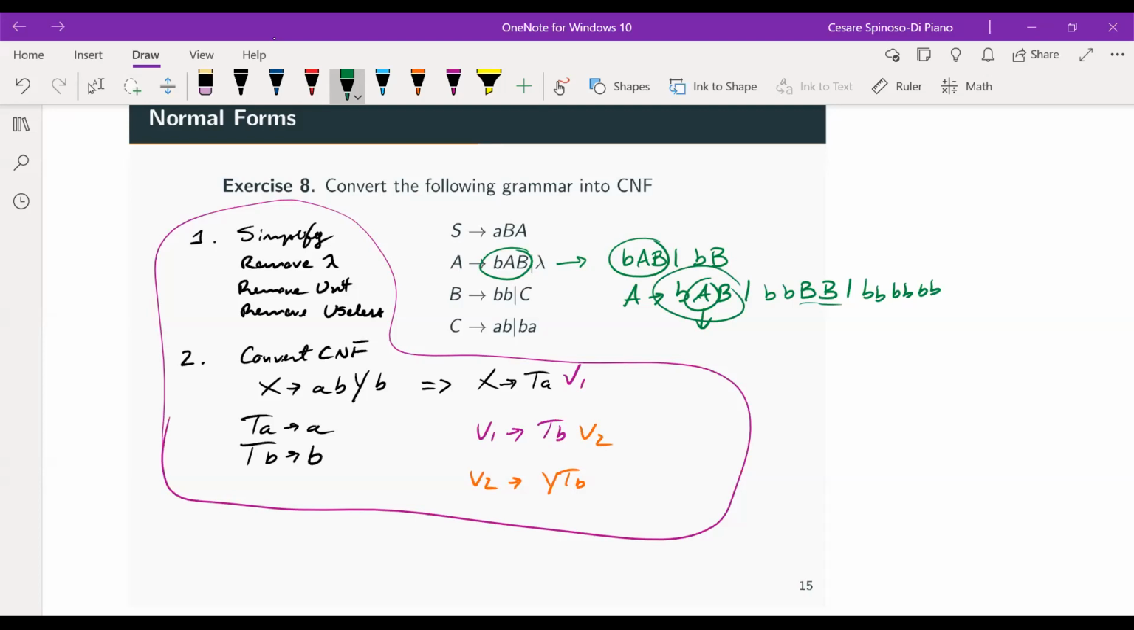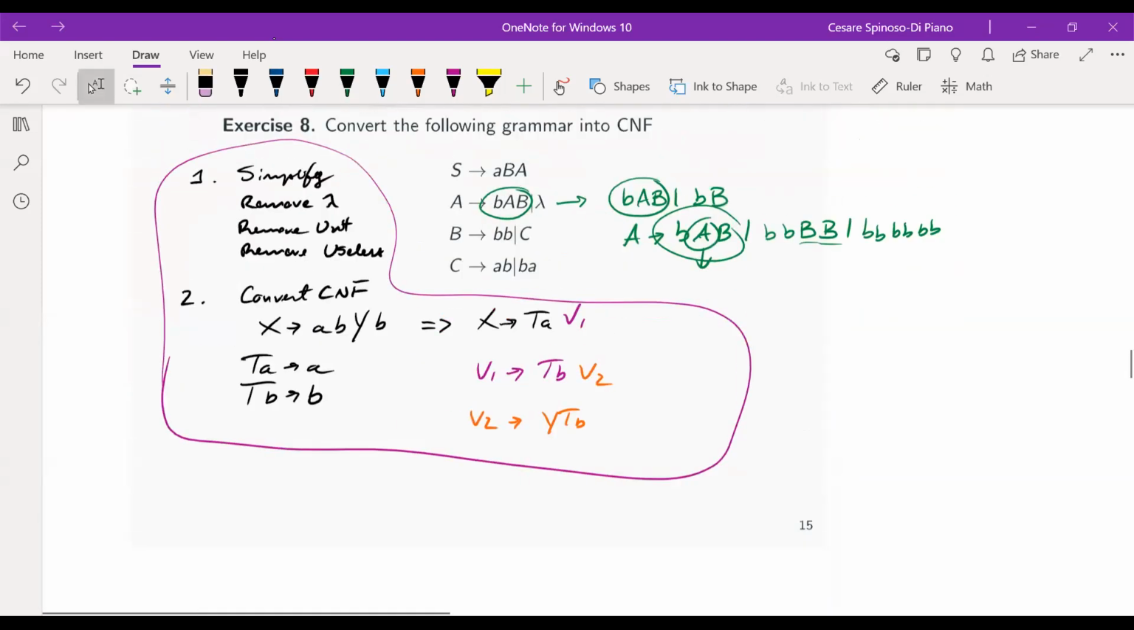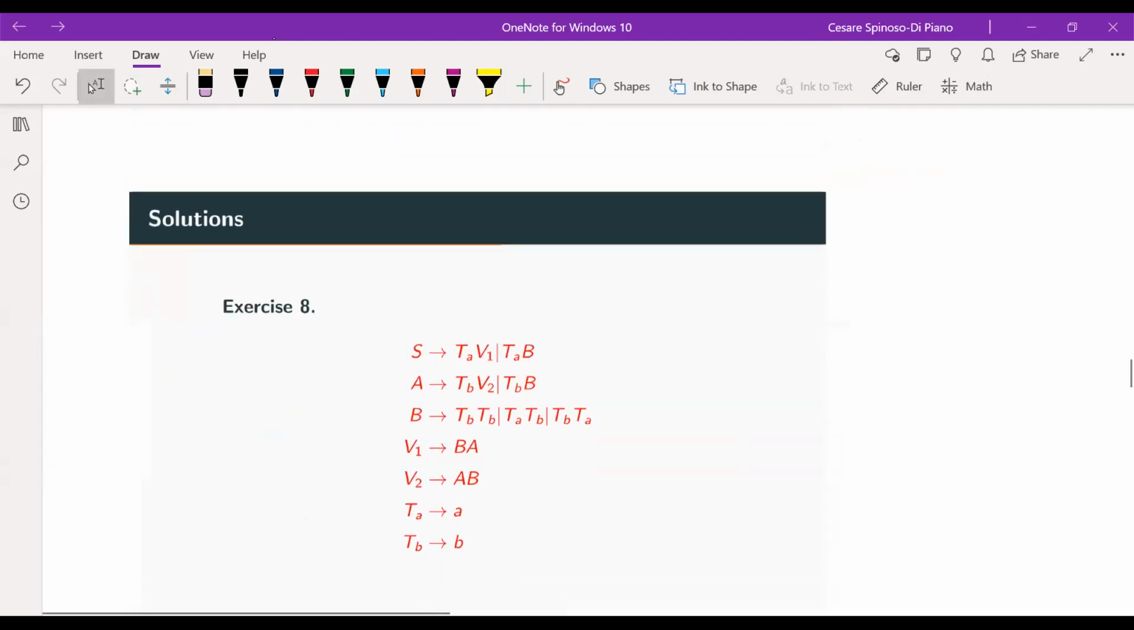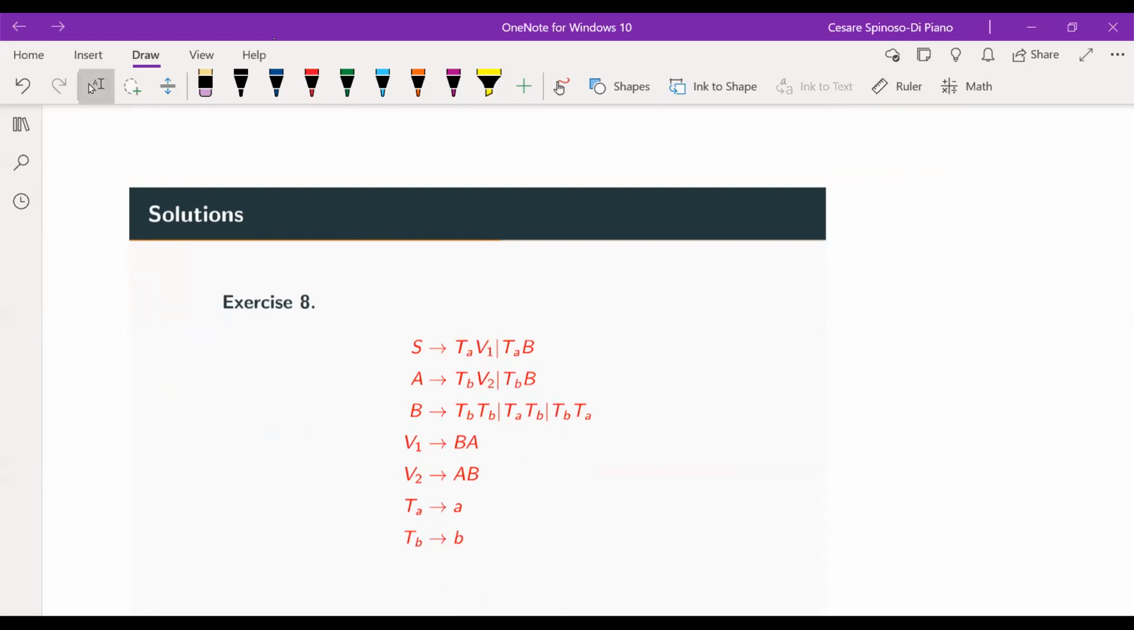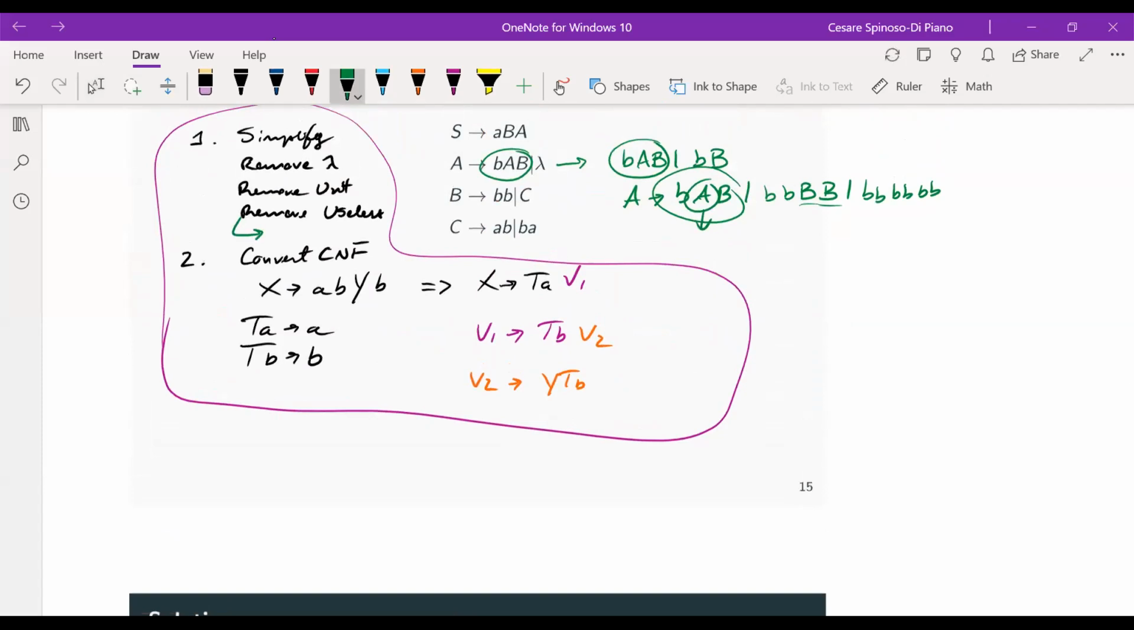Good question though. It's natural that people have questions about the question I didn't go through, but I went through the solution twice, so I think it should be good. A production is useless if it is either non-generating or unreachable. But in this case, I can reach A, and it does generate a string, right? It allows you to generate a string. So it isn't useless.